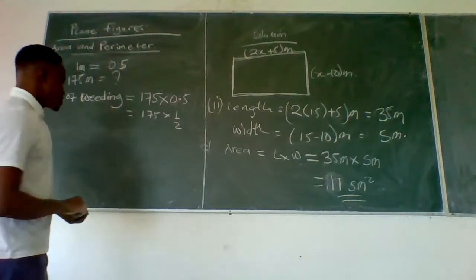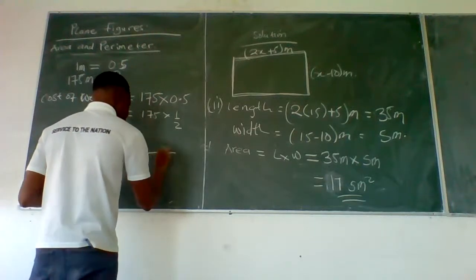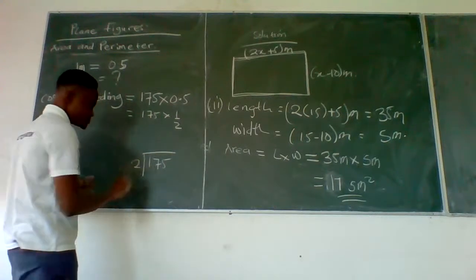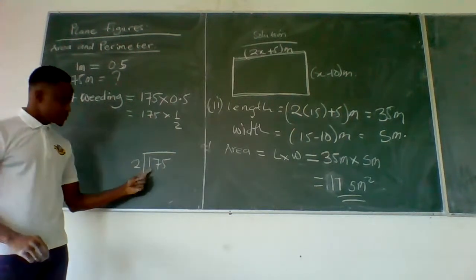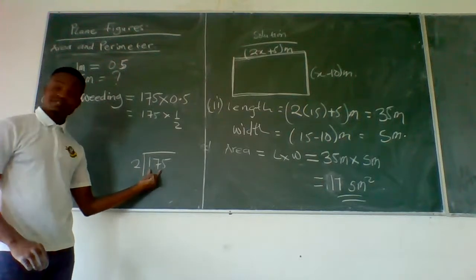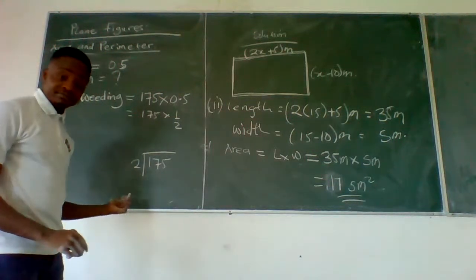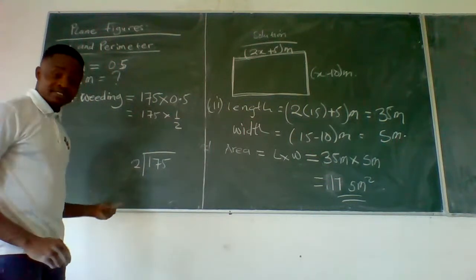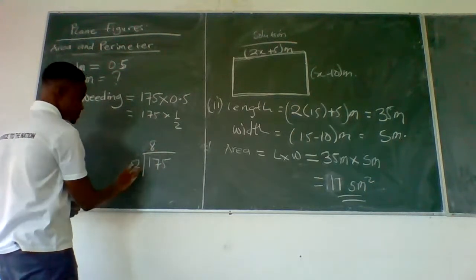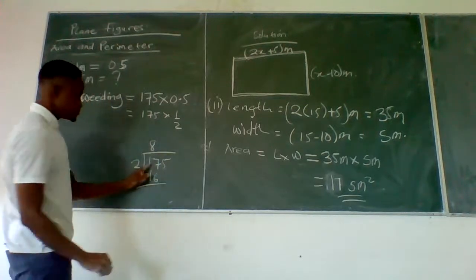So let's use long division to get our answer. So we have this 175, and then you have 2. So 2 cannot divide 1, right? So let's move to the second number, please. So we have 17. 2 goes into 17 how many times? 8 times, right? 2 times 8 will give us 16. So 2 times 8 is 16. Then you find the difference.